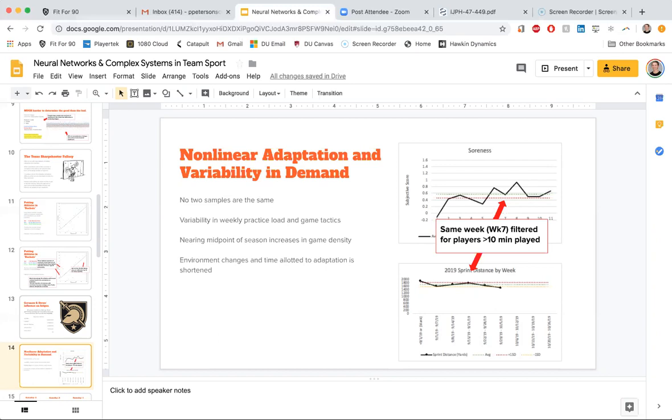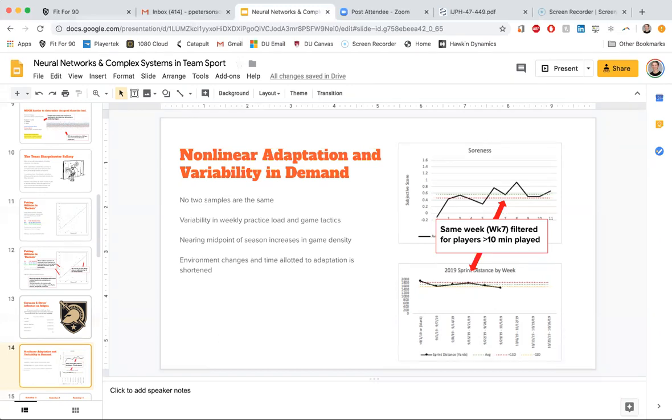But nearing the midpoint of the season, where increases in game density happen, that's where we started to see our environment really start to change, right? So our sprint distance by week goes up because our games get closer together, and our guys need to hit their shape and their passing patterns midweek, preparing for another game, as opposed to laying it off by 2 days.